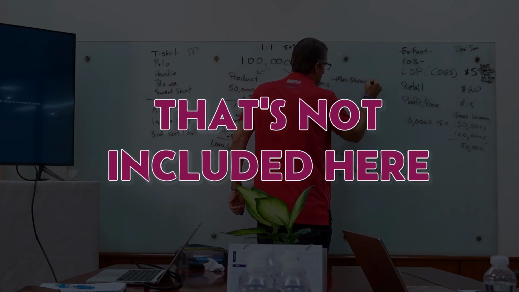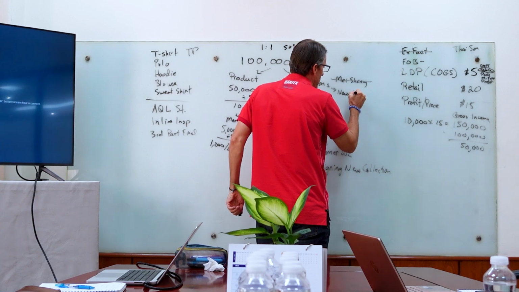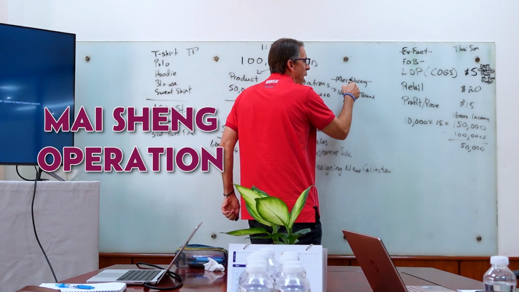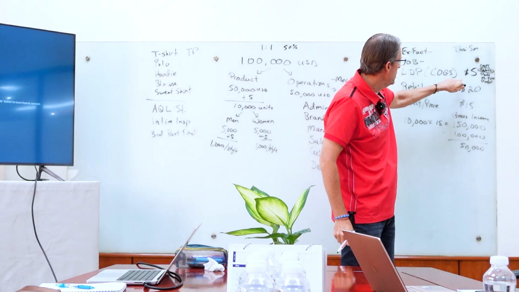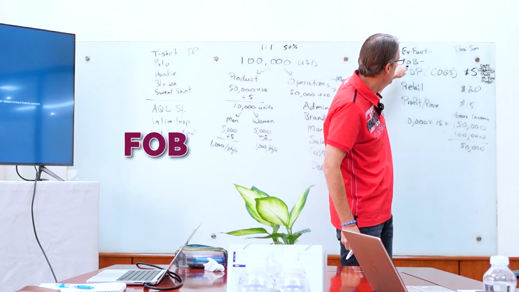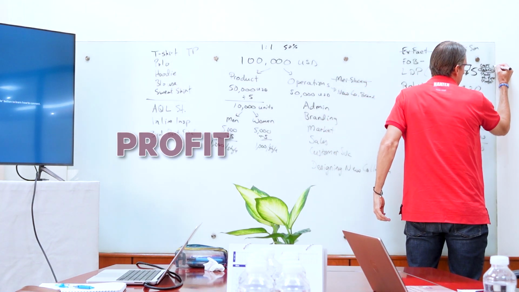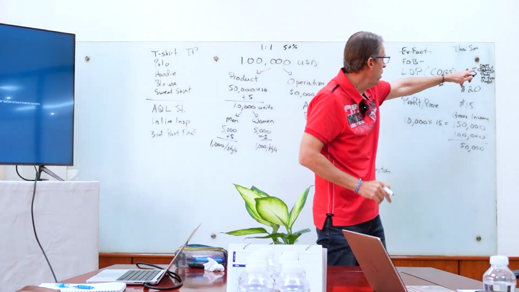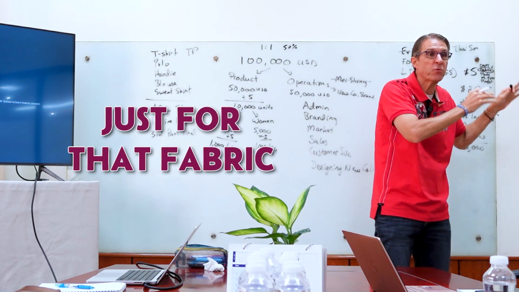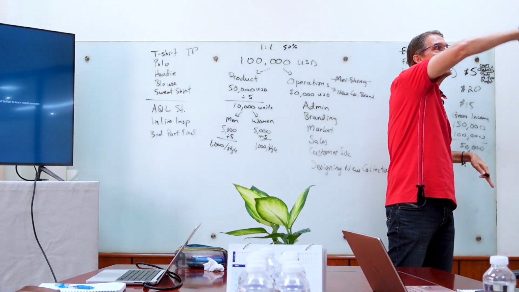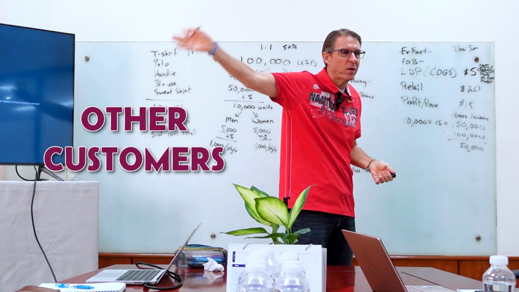that's not included here. This operation is for your new company, your new brand. Operation is included in the fabric. This is basically FOB, which includes fabric. So we'll also have some profit over here. And part of this profit pays for the operation of just for that fabric. Obviously you have operations for much bigger business, but you have other customers.